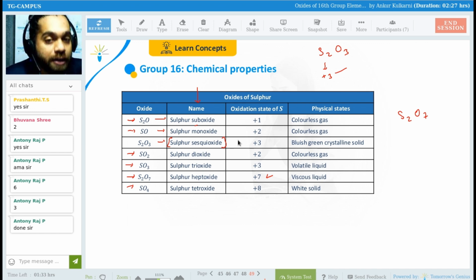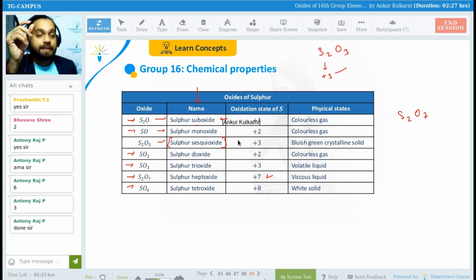What is to remember? Write it down on the top. Sulfur suboxide and sulfur sesquioxide. Someone write on the top. S2O is the sulfur suboxide. S2O3 is the sulfur sesquioxide.